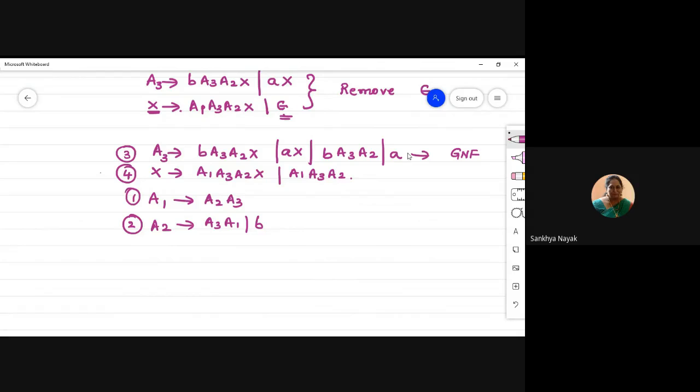Is this in the GNF format? No. Is this in the GNF format? No. Is this in the GNF format? No. So you have to convert these three into GNF format. It's easy to convert this one first.